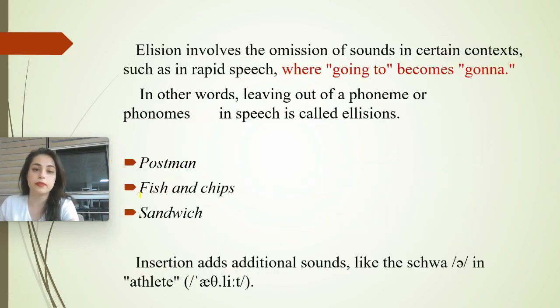Elision involves the omission of sounds in certain contexts such as rapid speech, where going becomes gonna. In other words, leaving out a phoneme or phonemes in speech is called elision. Postman, fish and chips, sandwich. Insertion adds additional sounds, like a schwa in athlete. Athlete.